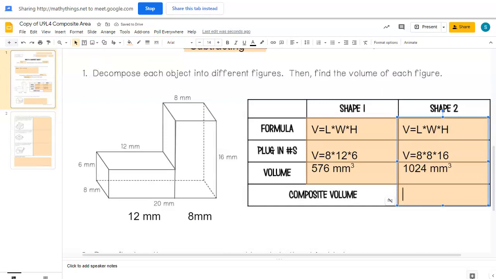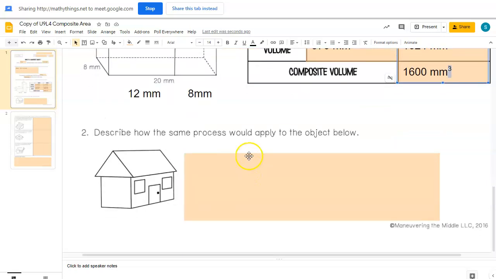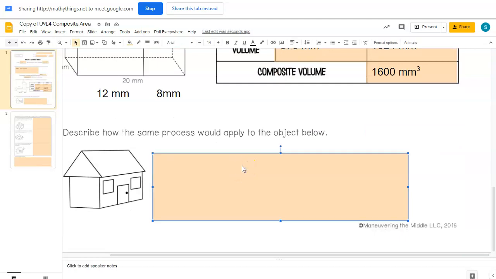Now I need to add up those two components, and I get that my total is 1,600 millimeters cubed. So 1,600 cubic millimeters to fill up these two shapes combined. Now, think about how you would apply this one. Go ahead and think it out, fill it out, and then we'll talk about it in just a moment. Pause the video.